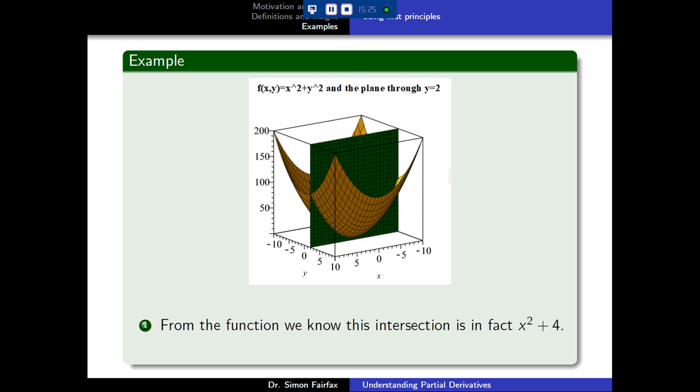and we can confirm this by just putting y equals 2 into f. We get x squared plus 4. So yes, it is a parabola. It's x squared plus 4. If we differentiate that with respect to x, we get 2x, and this is exactly what we calculated. The partial derivative of f with respect to x was also 2x. So yes, it makes sense. Everything is tying back to two dimensions, which is great news.